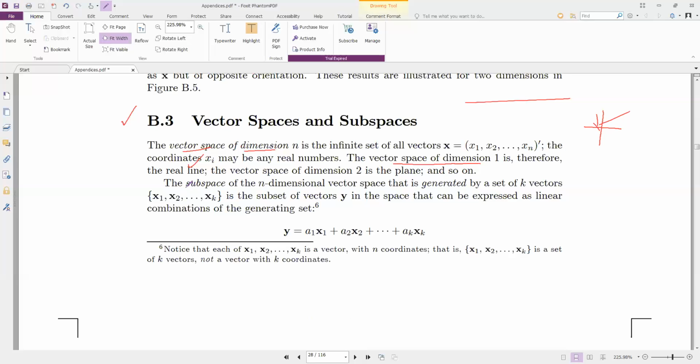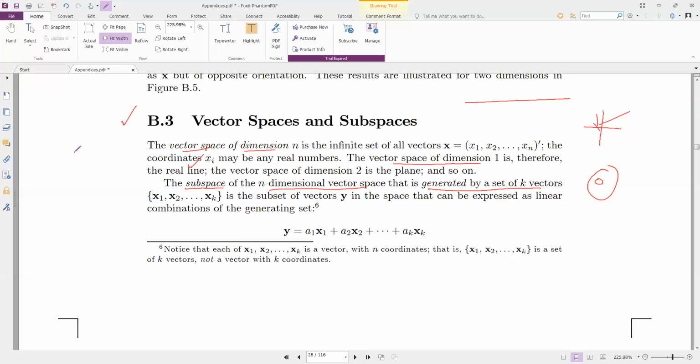Now, in that complete vector space, you can have a subspace. Think of it kind of like a subset, but it's a subspace of the higher dimensional vector space. That subspace is generated by a particular set of vectors.